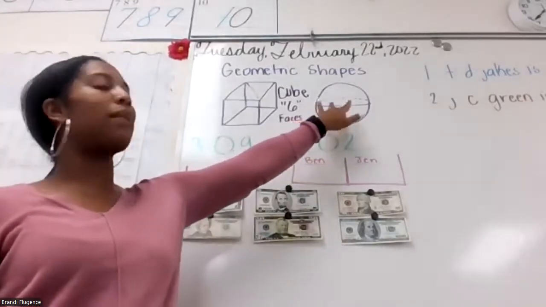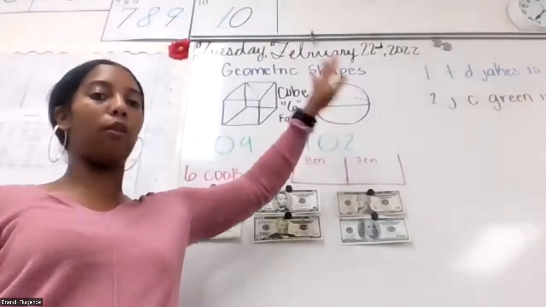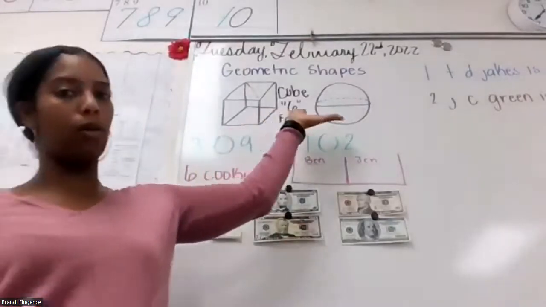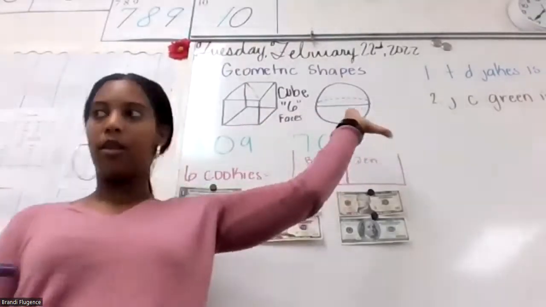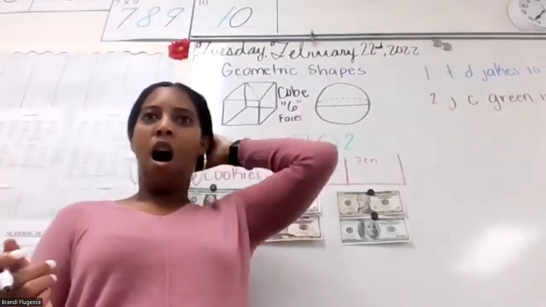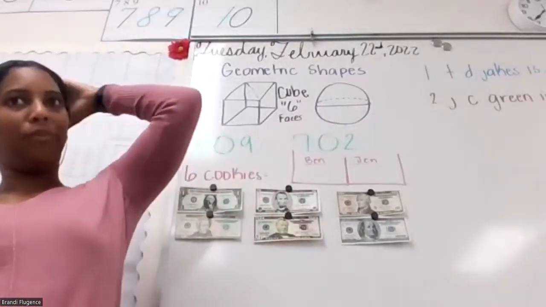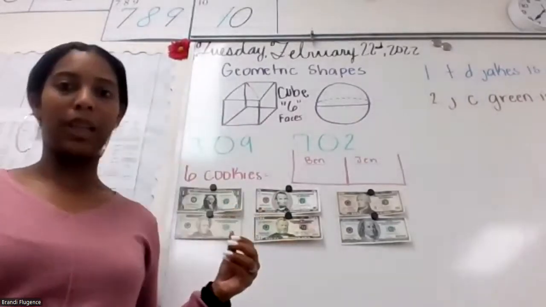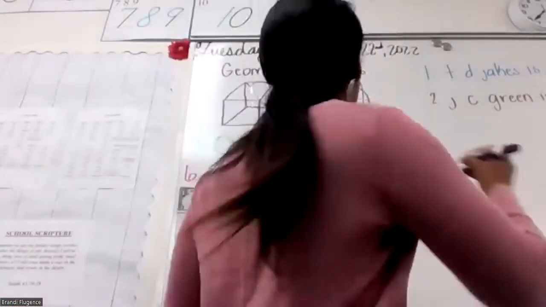Next, we have the shape that's called, anybody knows what this is called? It reminds us of a circle. Let's see. Anybody knows what this one is called here? I read the thing up there. It's called a sphere.